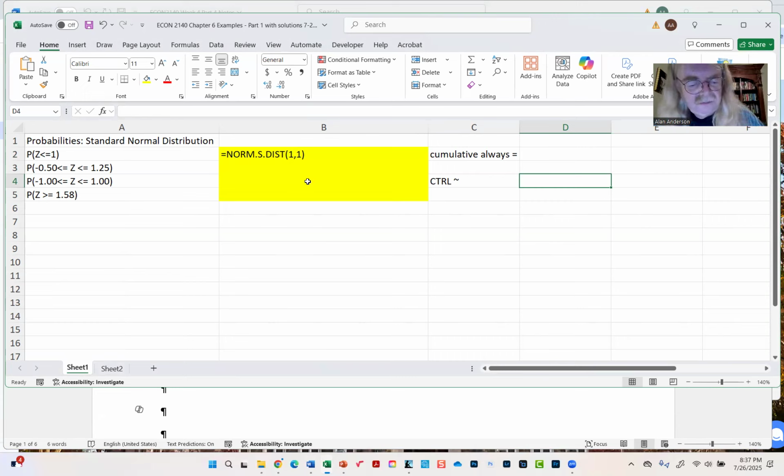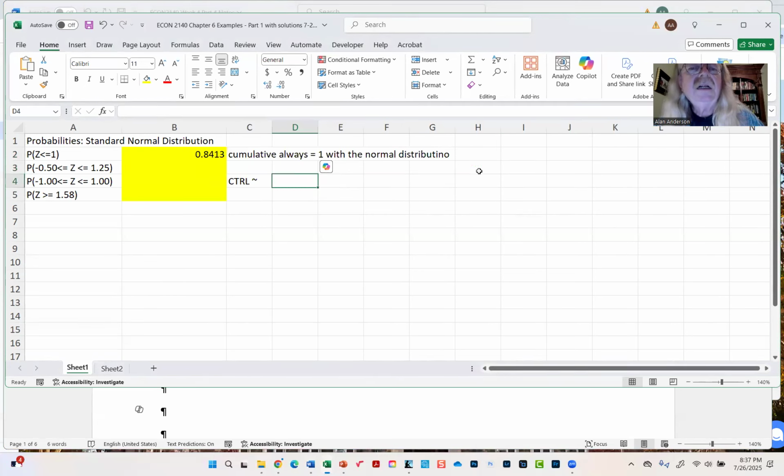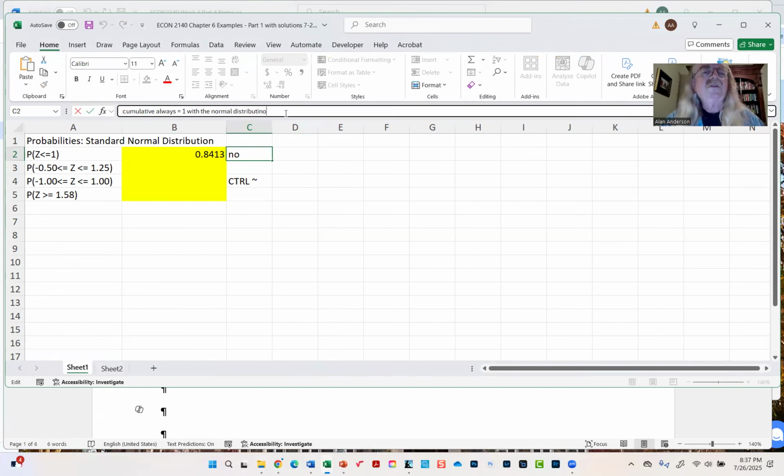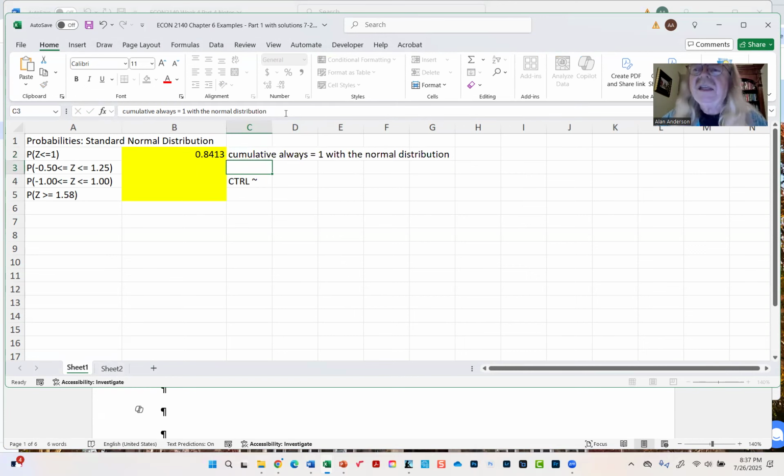I know that some of the others are different, but anyway, we always let cumulative equal 1 with a normal distribution, which is not the case if you remember from binomial and Poisson. There we only use it if we mean less than or equal to. Here, because of the way the normal distribution is defined, we only use the less than or equal to case. Even though it offers you the option of having 0 there, you don't take it.